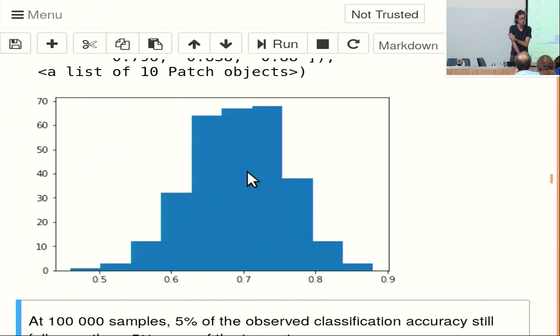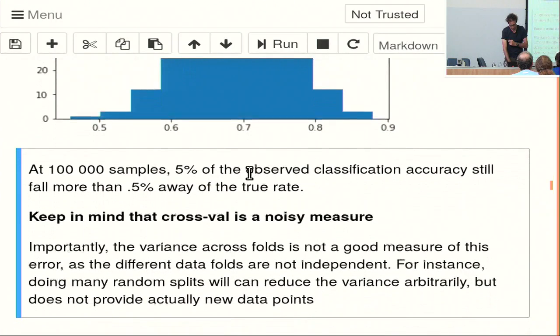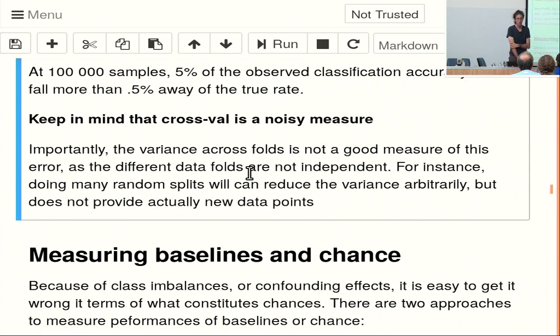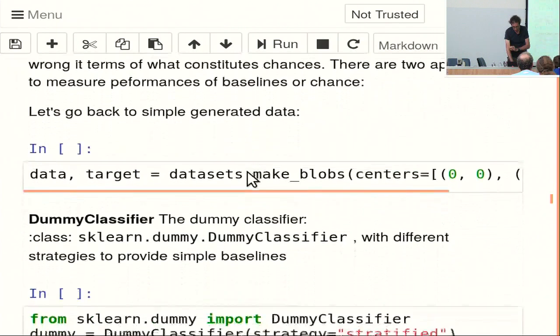Okay? Any questions? So the take-home message here was cross-validation is a noisy measure. There's nothing you can do about this.